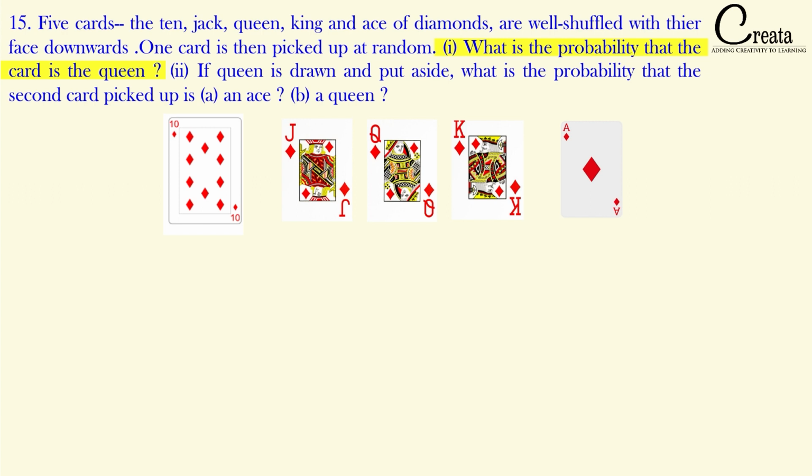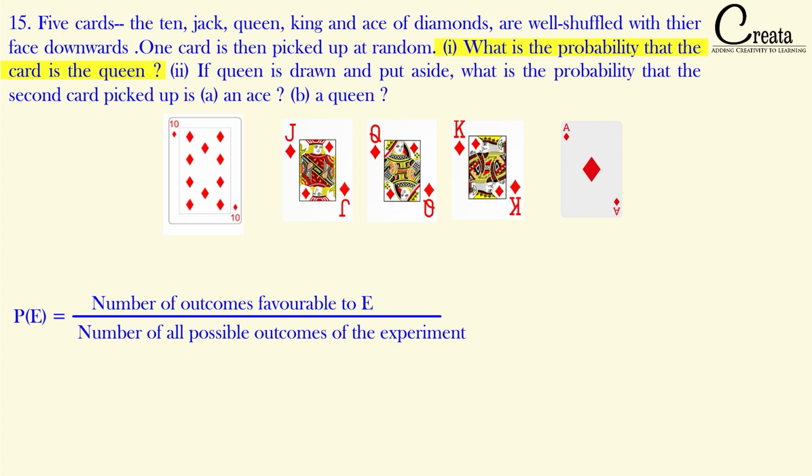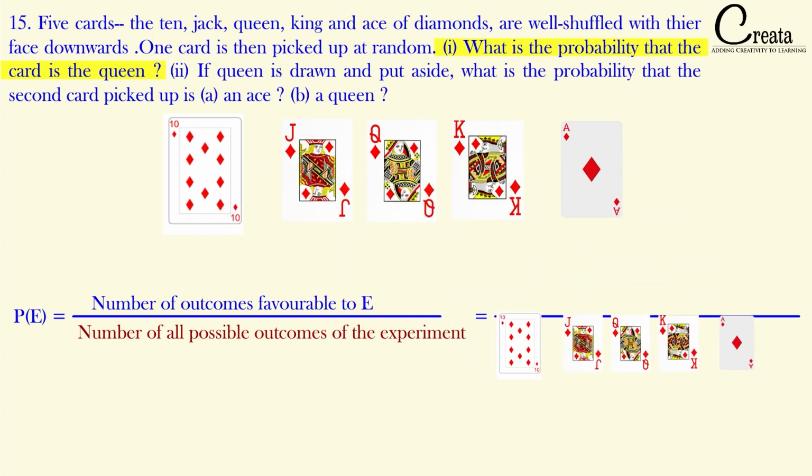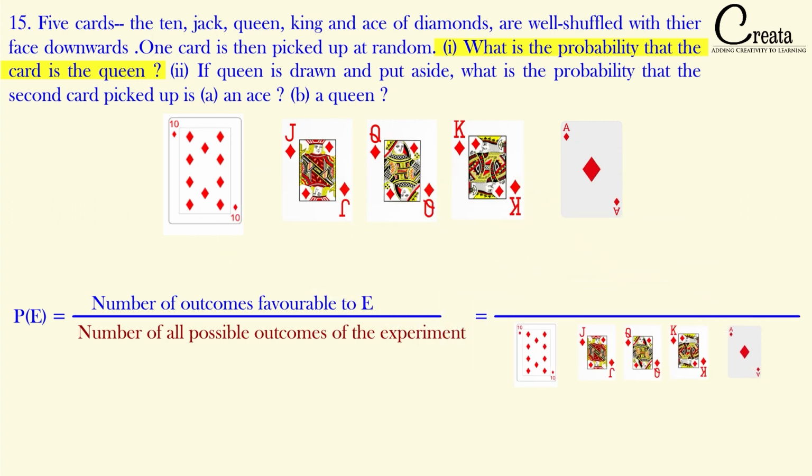So let's take down this question. We will start with the denominator. In the denominator, the total possible outcome will come. We are having total 5 cards. So in the denominator, all these 5 cards will come. So we got 5 in the denominator.